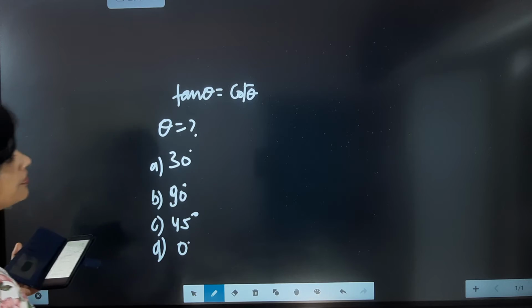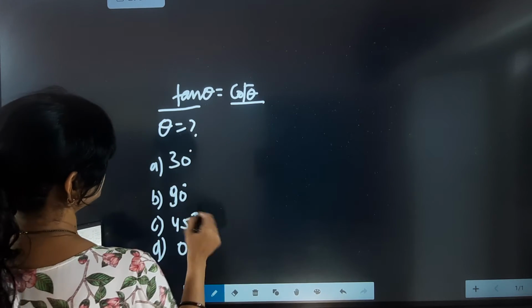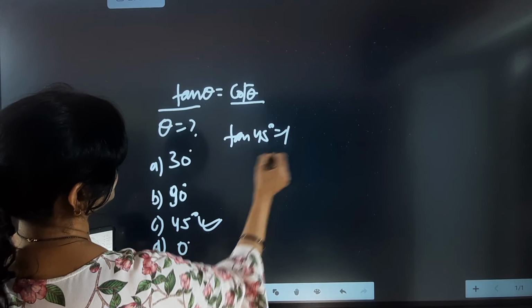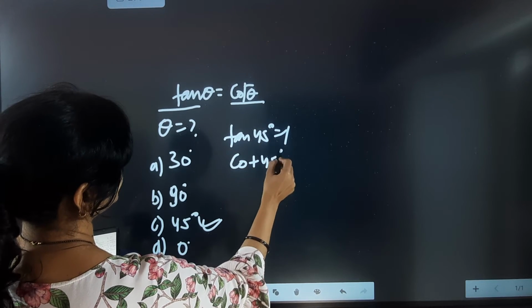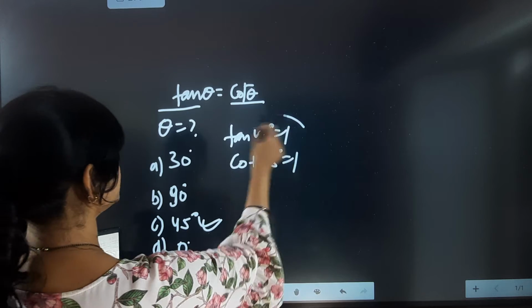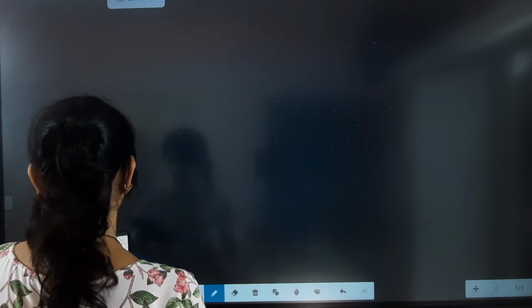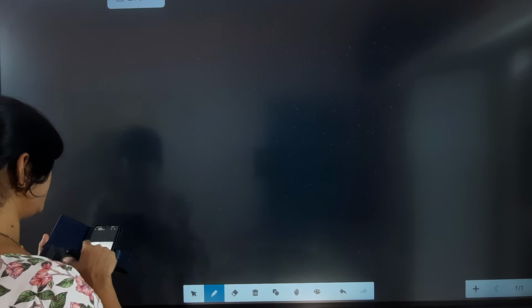Is there any angle for which this will make it true? The answer is exactly 45. Tan 45 degree is coming as 1. Cot 45 degree is also coming as 1. So specifically for this angle, theta will be 45, then tan theta will be equal to cot theta. When theta will be 45, then only tan theta will be equal to cot theta.